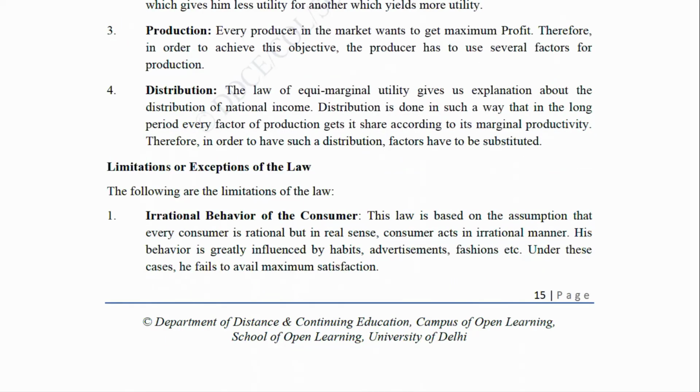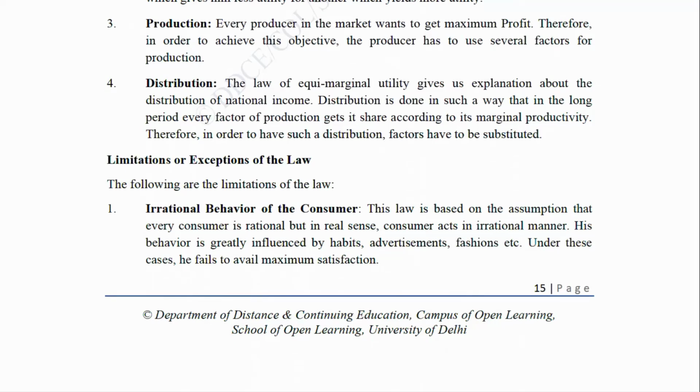Limitations or exceptions of the law. The following are the limitations of the law. First, irrational behavior of the consumer. This law is based on the assumption that every consumer is rational, but in real sense, consumer acts in an irrational manner. His behavior is greatly influenced by habits, advertisements, fashion, etc. Under these cases, he fails to avail maximum satisfaction.